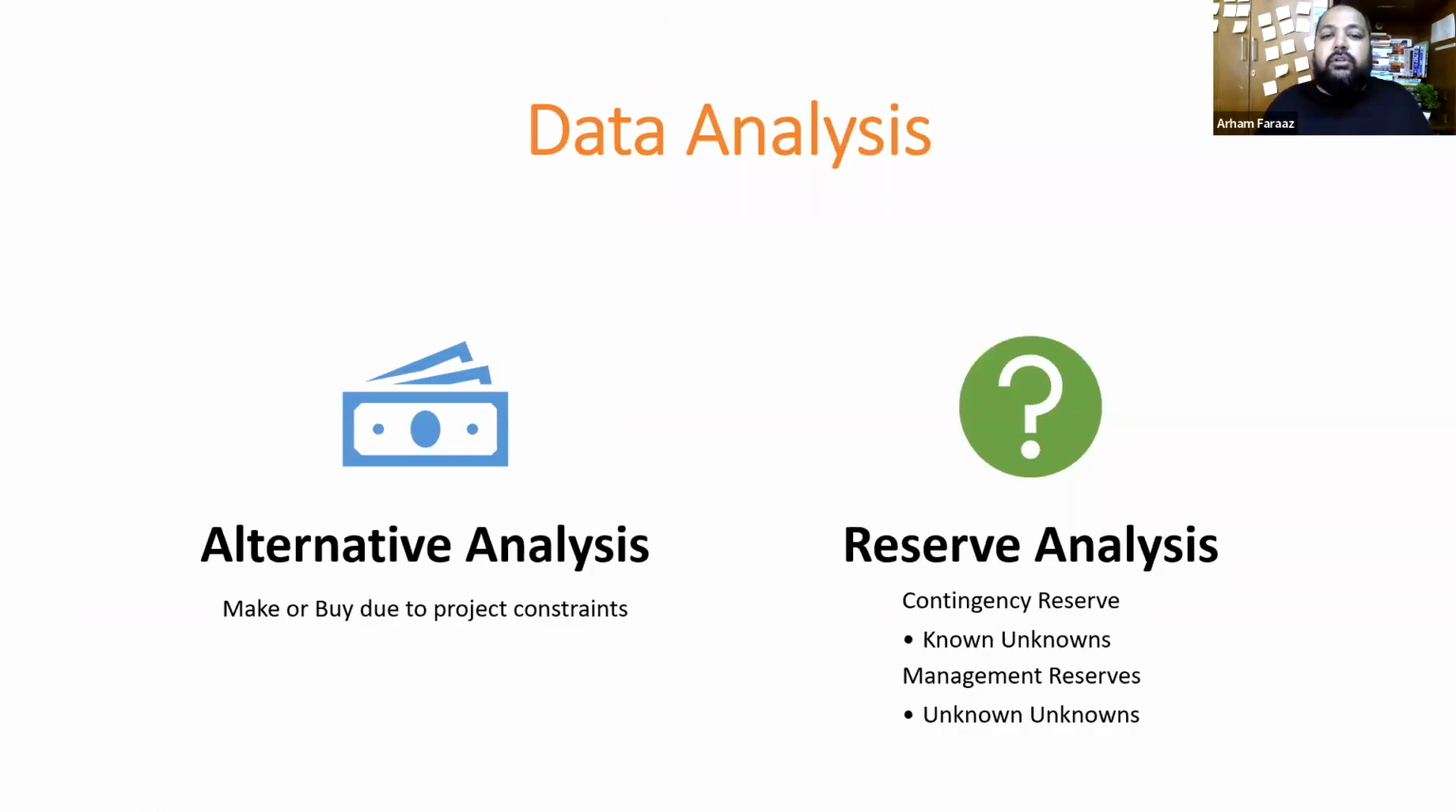Now, a few more tools are the data analysis tools we have to estimate the activity duration. One is alternative analysis. We are asking questions like what-if, or make or buy. Should we make it internally, or should we get a vendor to do this, or go and buy a product? That's what we call alternative analysis.